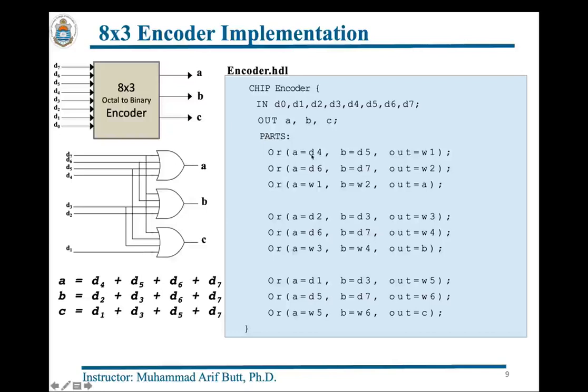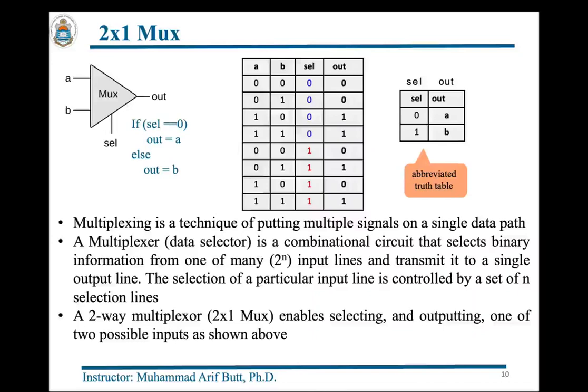The first OR gate is bitwise ORing D4 and D5 and generating an output W1. The second OR gate is bitwise ORing D6 and D7 and generating an output W2. And finally, the third OR gate is bitwise ORing these 2 intermediate outputs and generating the final output A. Similarly, outputs B and C are also computed. I hope this implementation of the encoder is clear to you. Let me move ahead to the other combinational circuit, the multiplexer.